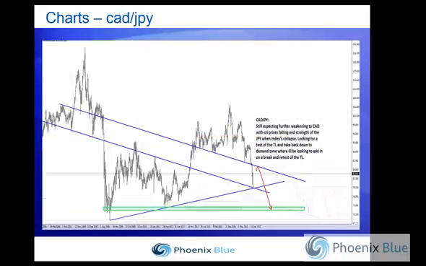Okay, so now we're going to move on to a lot of the yen pairs. I'm showing you the yen pairs because this is the correlation between risk on, risk off. And you'll see that yen pairs are hitting major zones. So this is CAD yen.